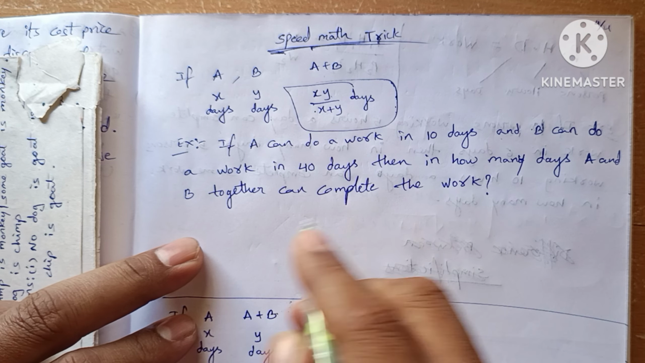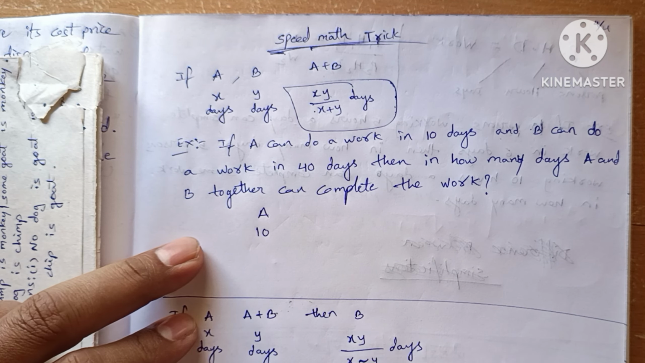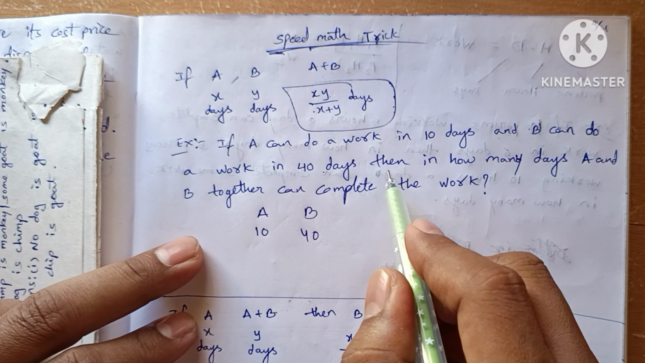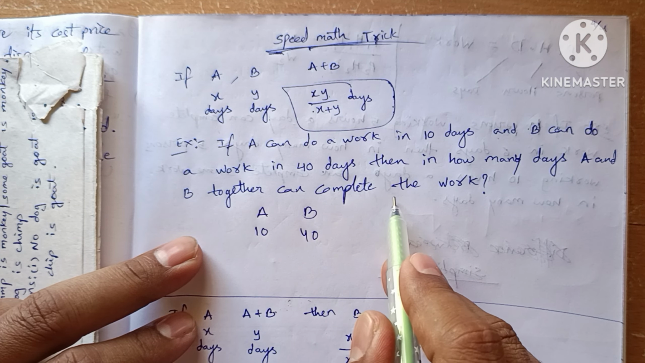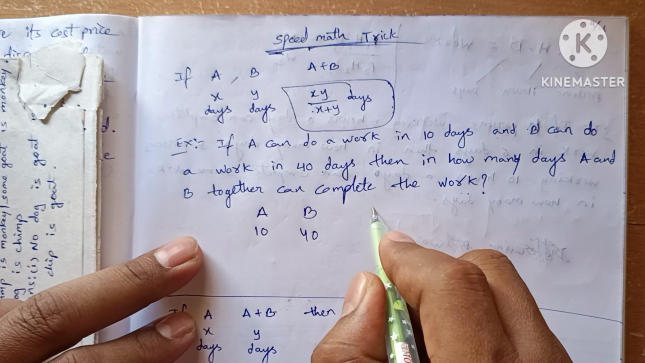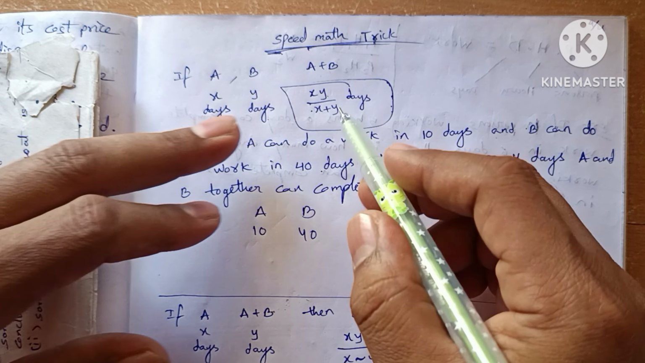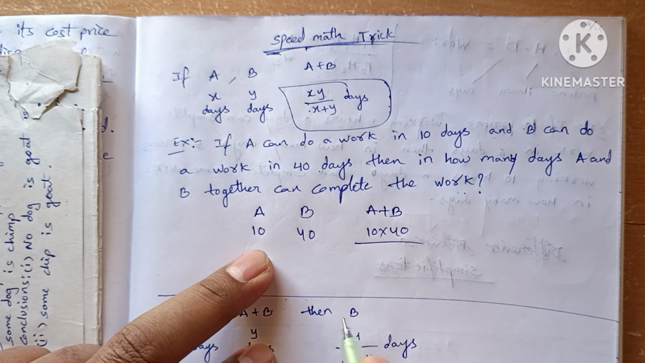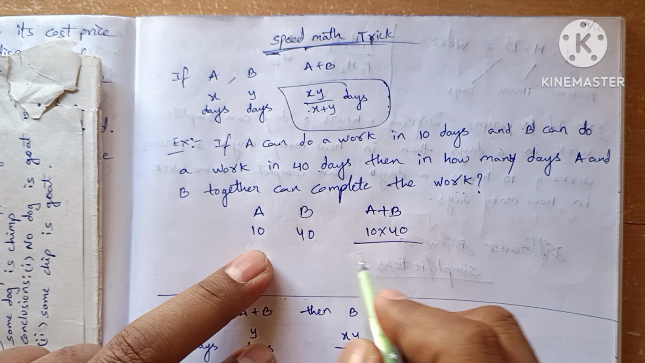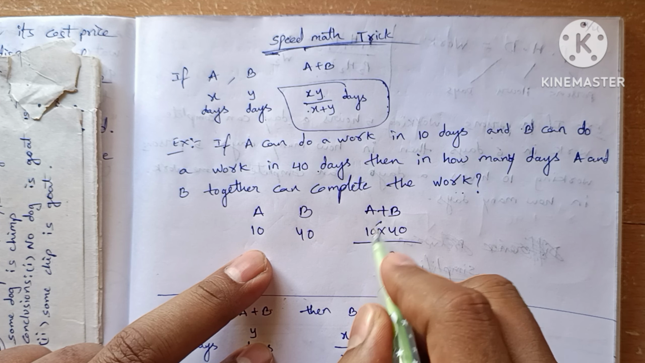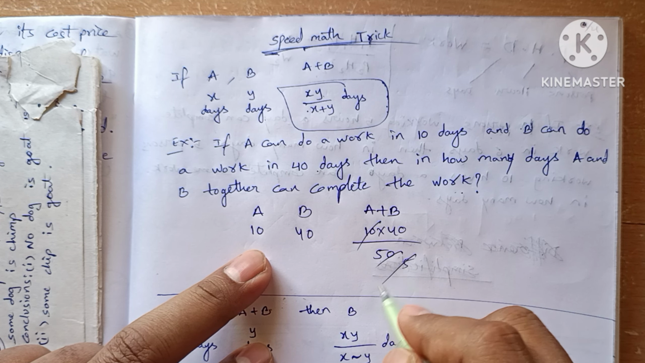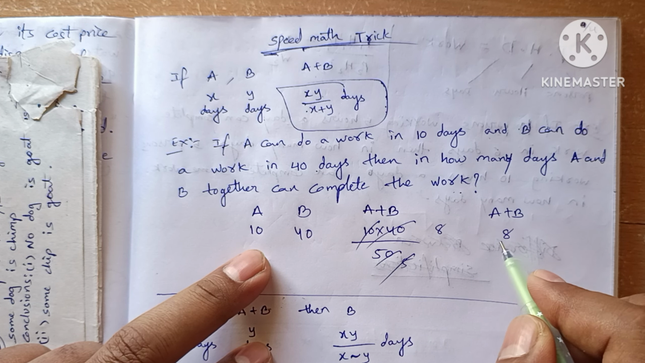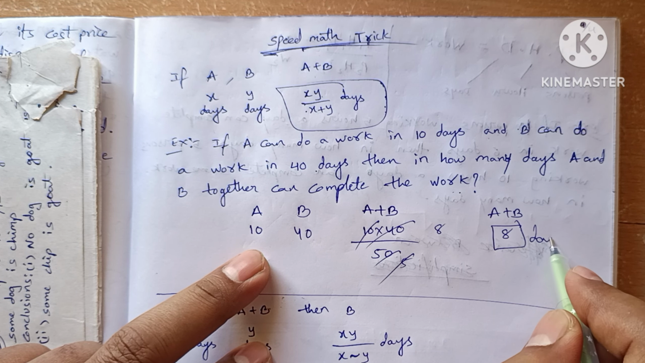A can do a work in 10 days. B can do a work in 40 days. Then in how many days can A and B together complete the work? I have given the formula, which is 10 into 40 divided by the sum of these two, which is 50. 10 fives are 50, and 5 eights are 40, so A plus B together can complete the whole work in 8 days.